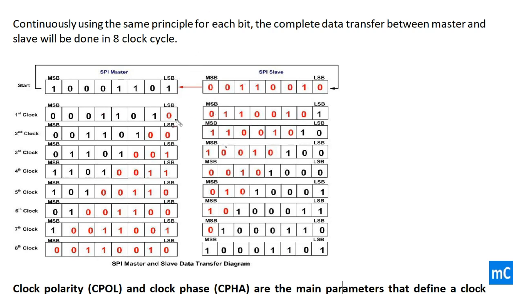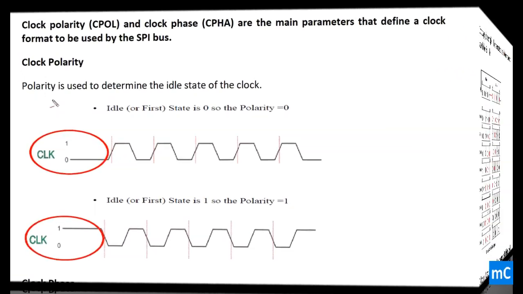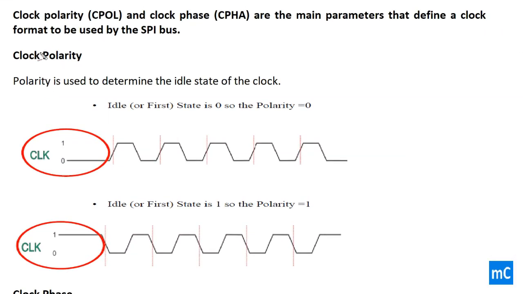Here you can see all the 8-bit data transfer. Clock polarity, that is CPOL, and clock phase, that is CPHA, are the main parameters that define the clock format to be used by the SPI bus. First we will see about the clock polarity.